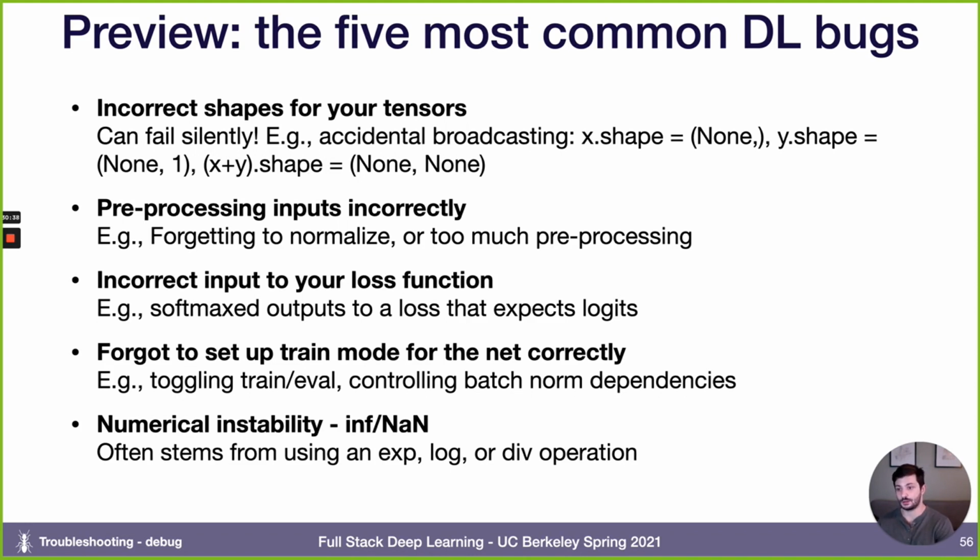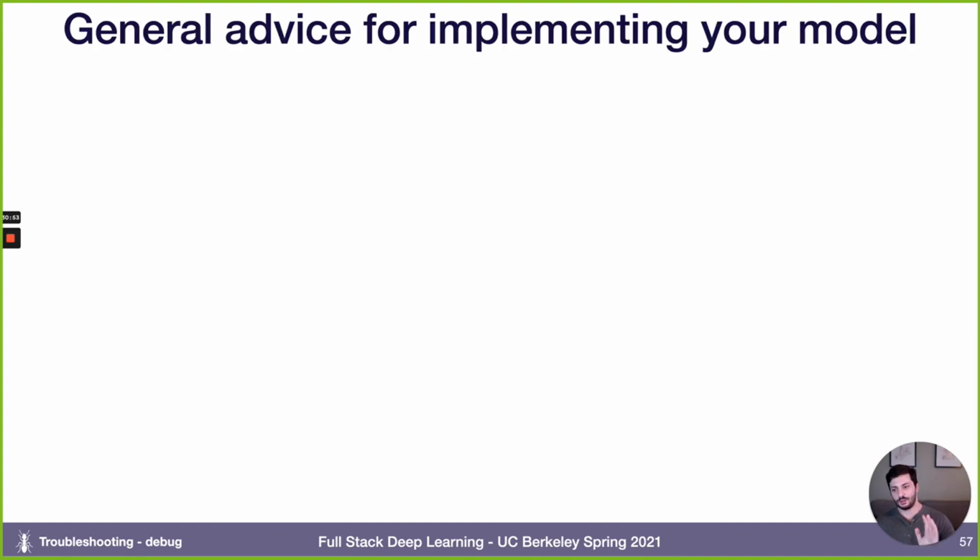This again often comes up in batch norm. And then various different sources of numerical instability, which, if you're implementing new types of models, you'll inevitably spend a lot of time debugging. Before we go into specific strategies, there's a few pieces of general advice that I have when you're implementing a new machine learning model.